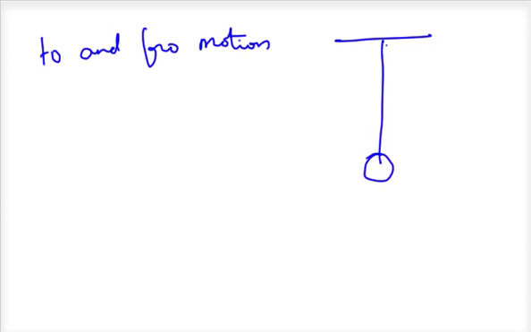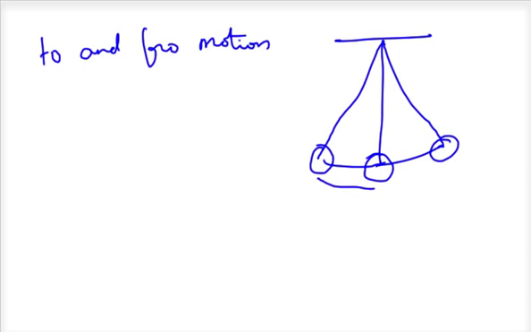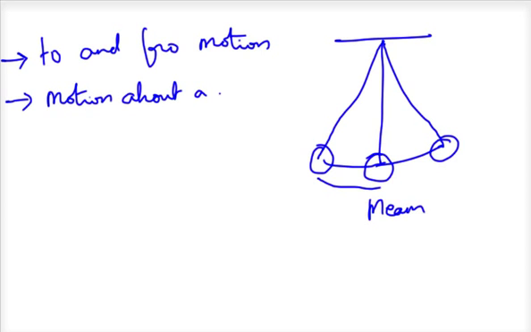Suppose you have the body here and you have the body here and it is moving about this. This is how the pendulum is moving. So it goes about its mean position. This is the mean position. So to and fro motion about the mean position is what is called oscillation. So for oscillation there is a necessity that it should be to and fro motion, that is, there should be motion about a mean point. This is the mean position of the body and the body is moving about this mean position.